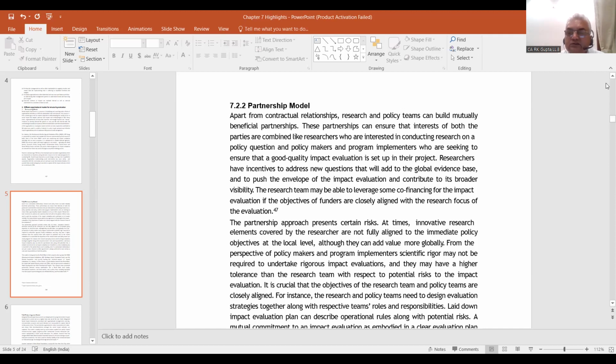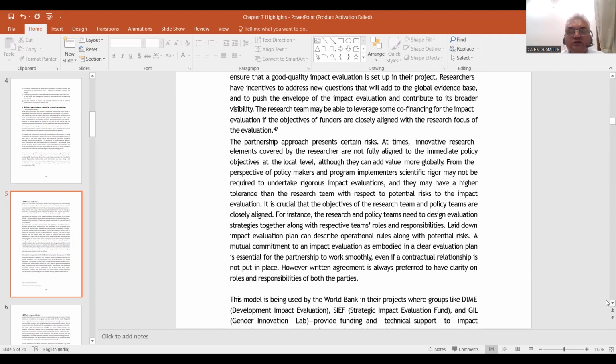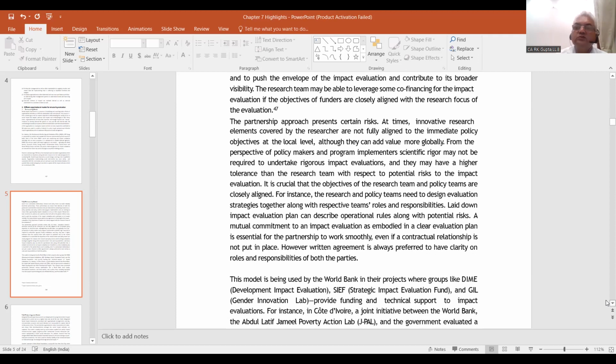For instance, the research and policy teams need to design evaluation strategies together along with the respective teams' roles and responsibilities. So a laid down impact evaluation plan can describe operational rules along with potential risks. A mutual commitment to an impact evaluation, as embodied in a clear evaluation plan, is essential for the partnership to work smoothly, even if a contractual relationship is not put in place. However, a written agreement is always preferred to have clarity on roles and responsibilities of both the parties.